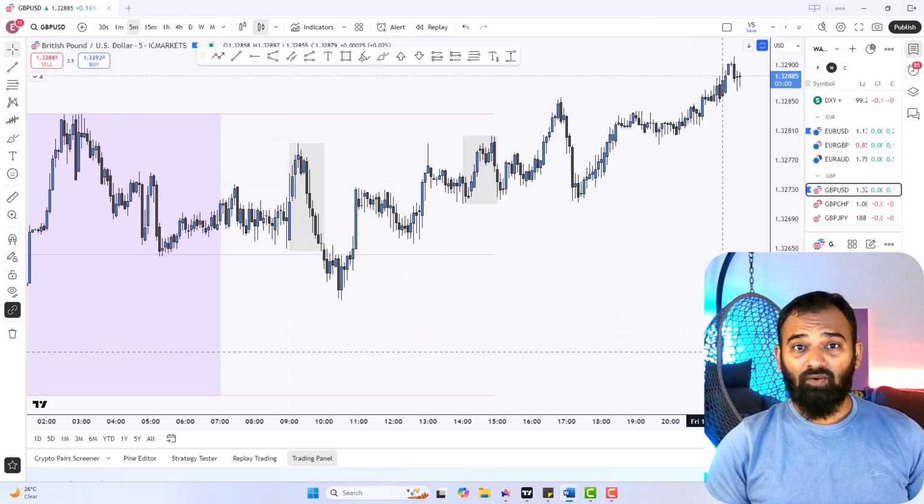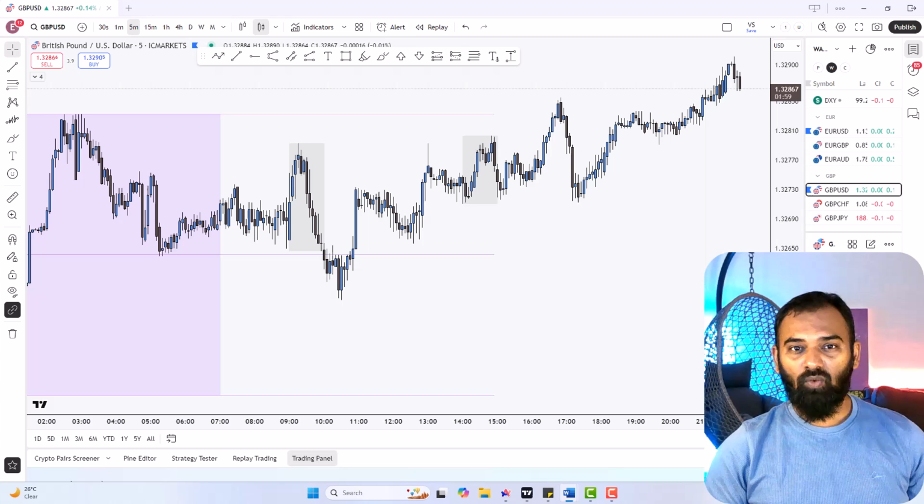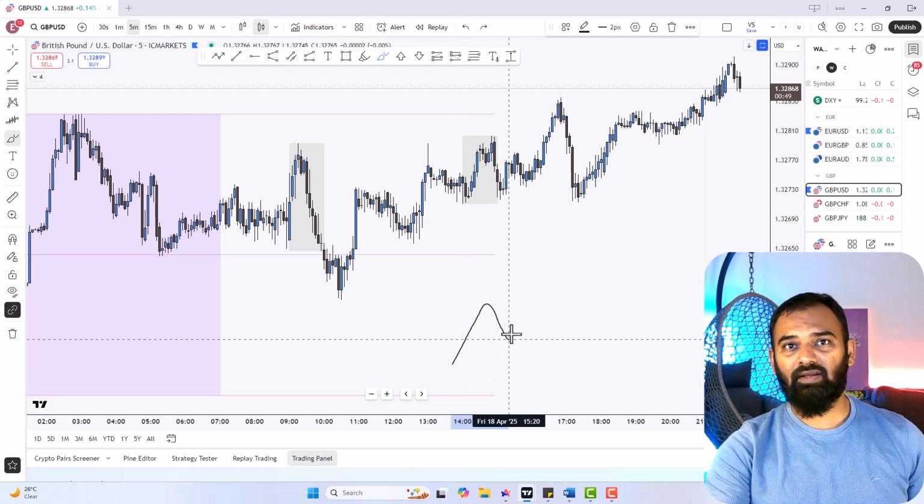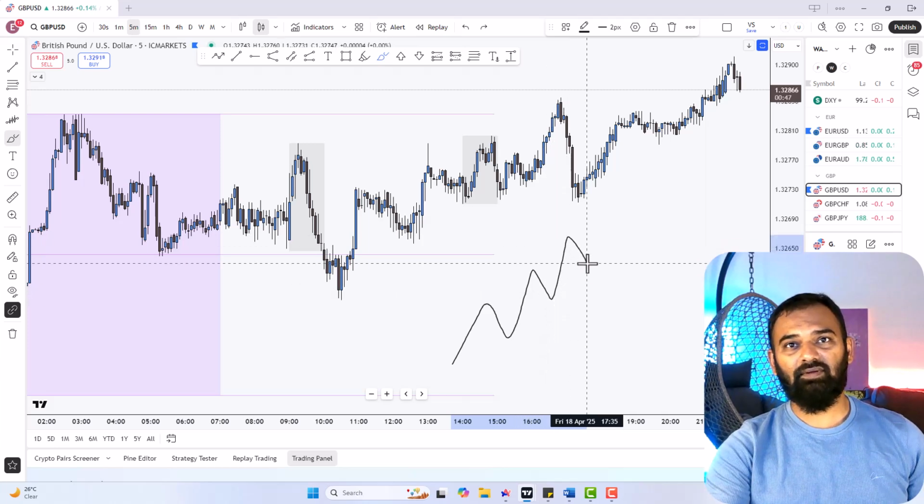There are three main core components of market structure. The first one is swing highs and swing lows. Swing highs and swing lows define market structure. Rules are very simple. Whenever the market is making higher highs and higher lows, the market is in an uptrend.